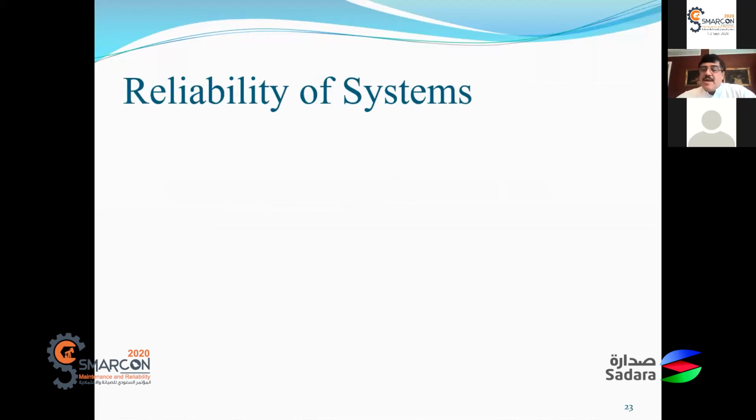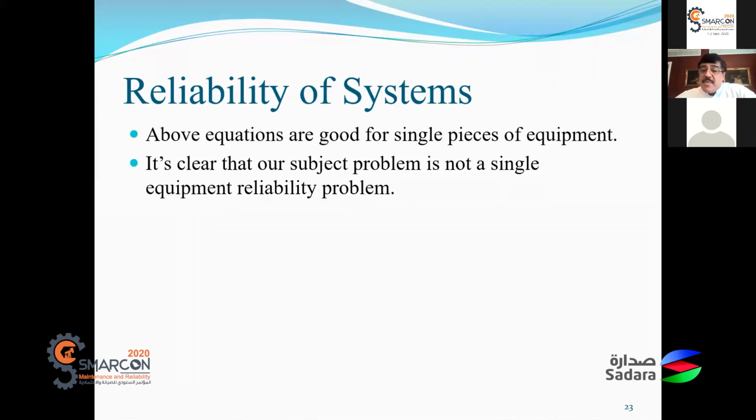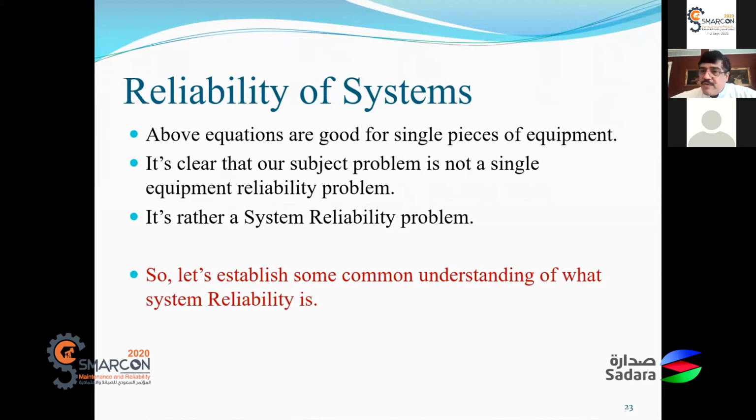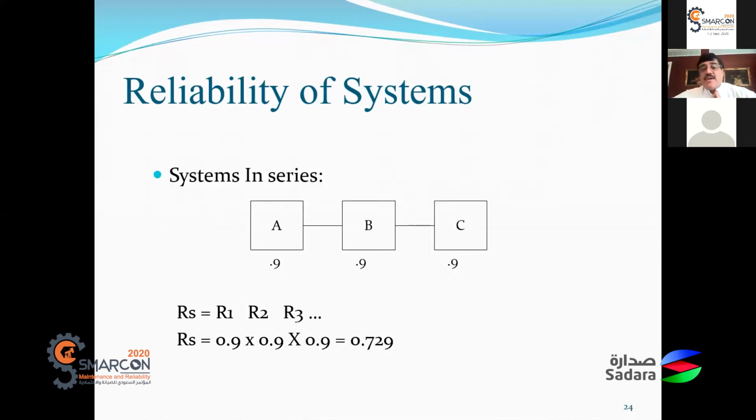Now, what is the reliability of the system that we just discussed, the low lift pumps? Is it a system in parallel? Is it a system in series, and so on? It's basically a single piece of equipment. So we need to talk about basically the reliability of systems. There are a number of system configurations. There are reliable systems in series, for example.